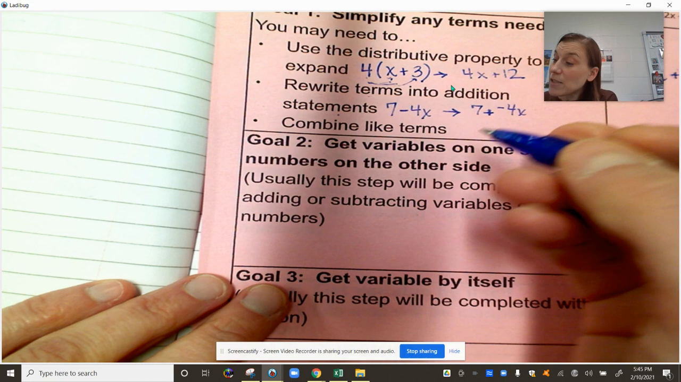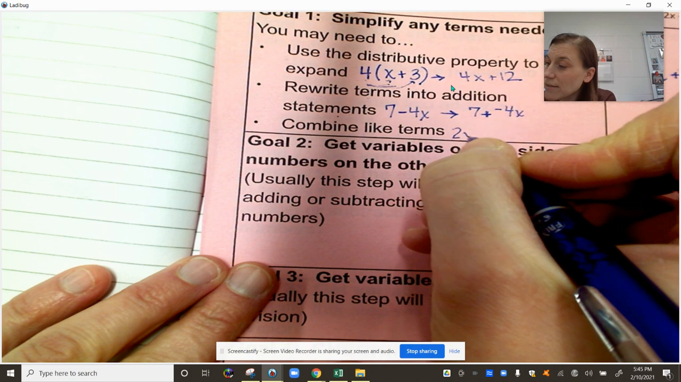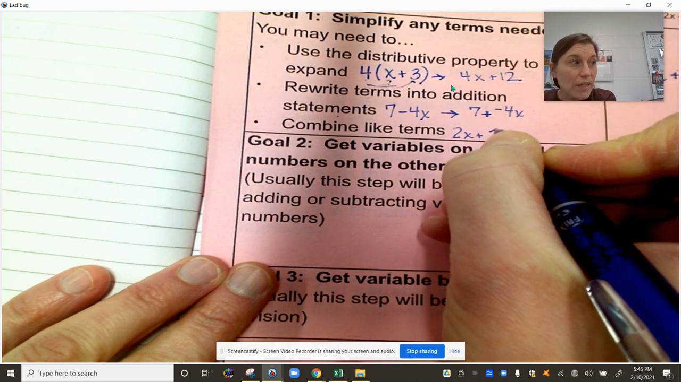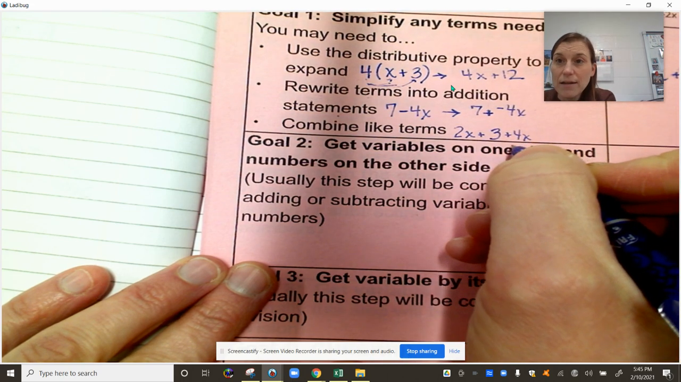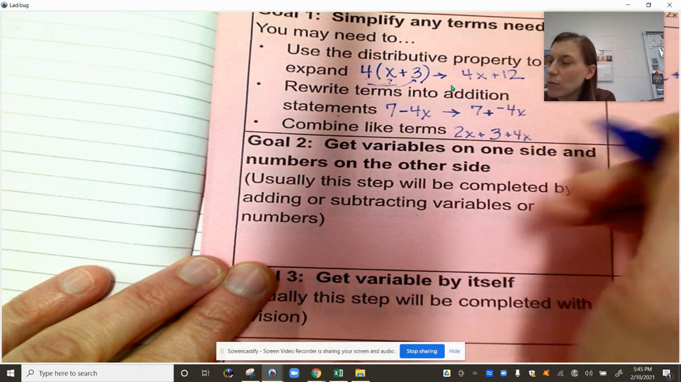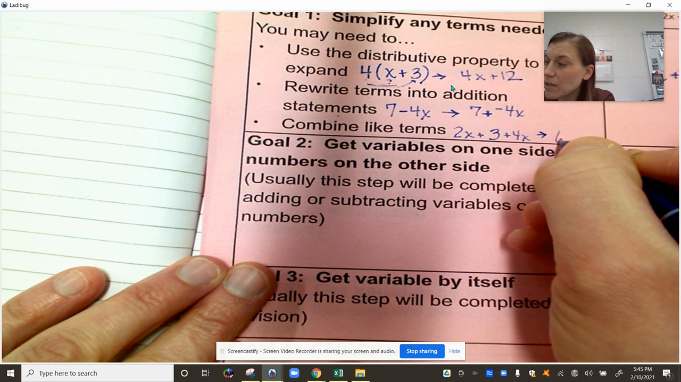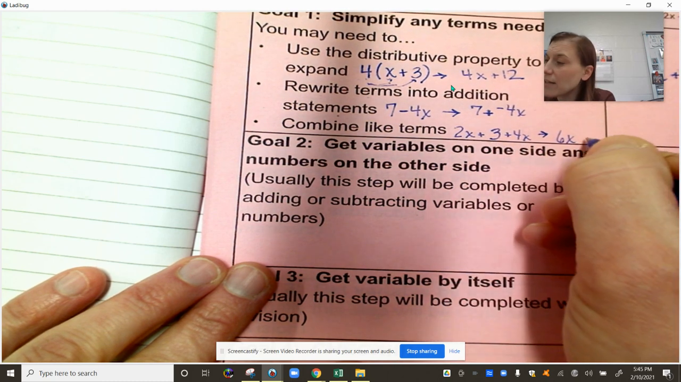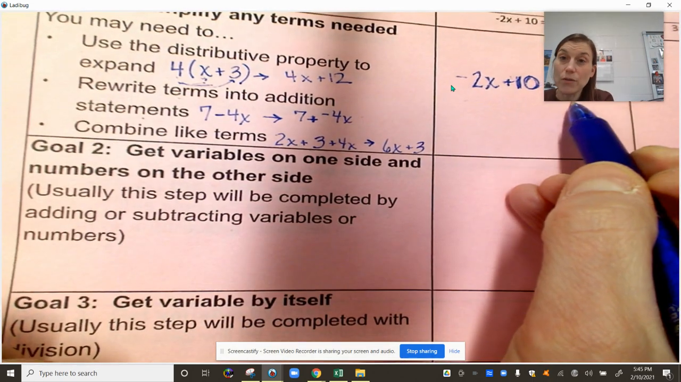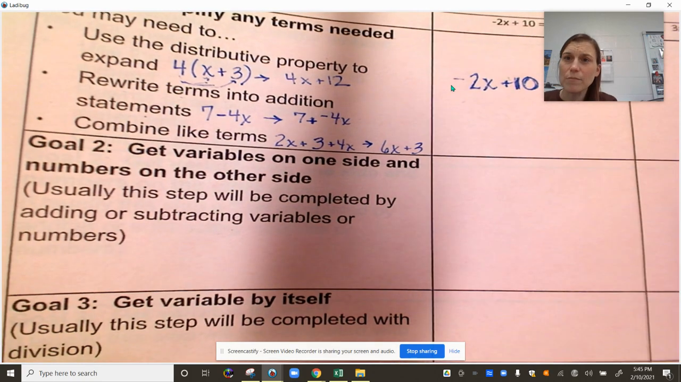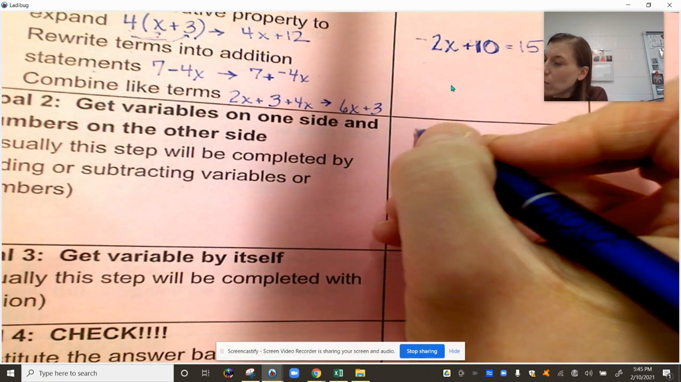The next possibility is if you have like terms. Let's say maybe you had something like 2x plus 3 plus 4x on one side of the equal sign. Then you'd want to combine your x's together, your like terms, but not your constant because it doesn't have an x on it, and simplify that first before trying to solve. But we don't actually have that in this equation either. So we don't have to worry about anything from this first goal. Let's move down to goal number 2.